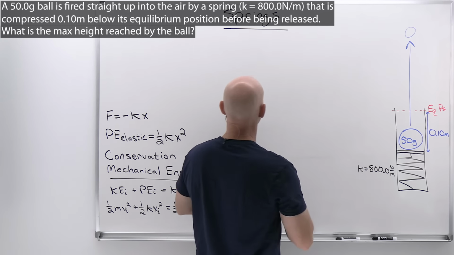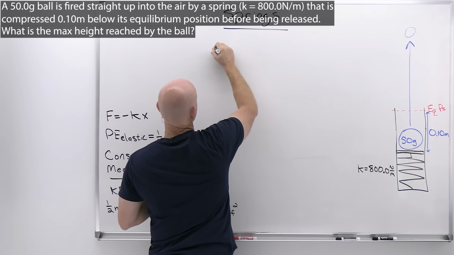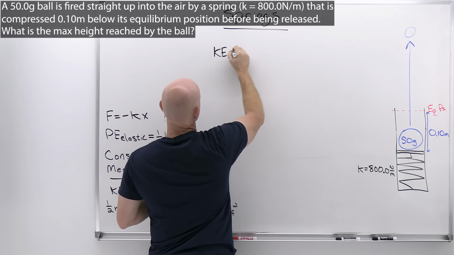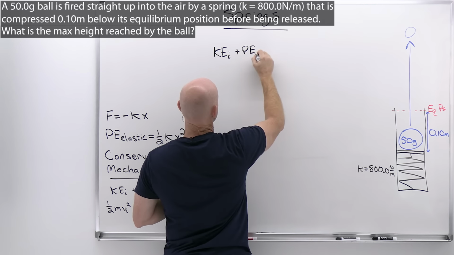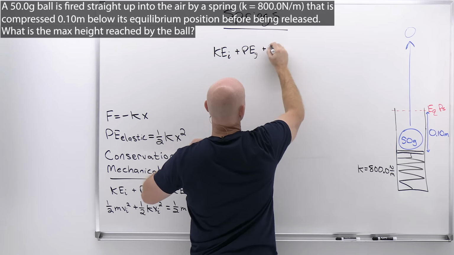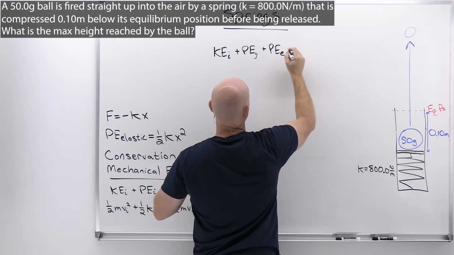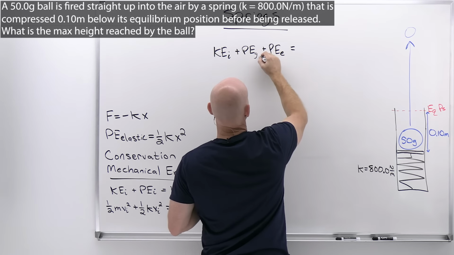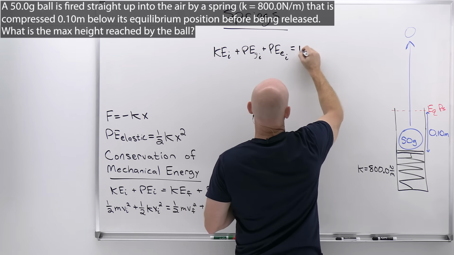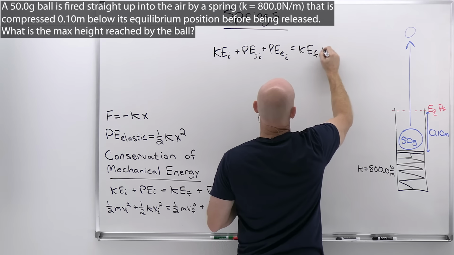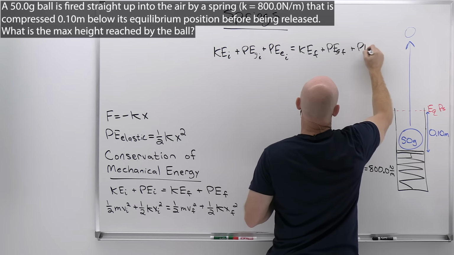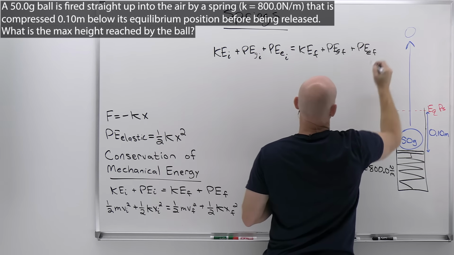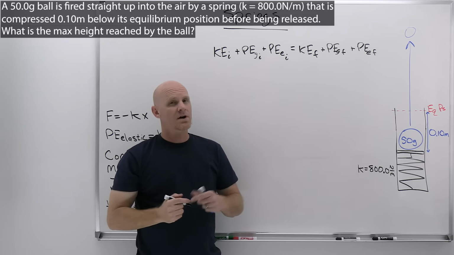And so if we try to write out the conservation of mechanical energy, we're going to have kinetic energy plus potential energy, and we've got to do multiple terms here. So we're going to have potential energy of gravity plus potential energy elastic. And these are initial, and then kinetic energy final plus potential energy gravitational final plus potential energy elastic final. And all of a sudden we start having multiple terms.